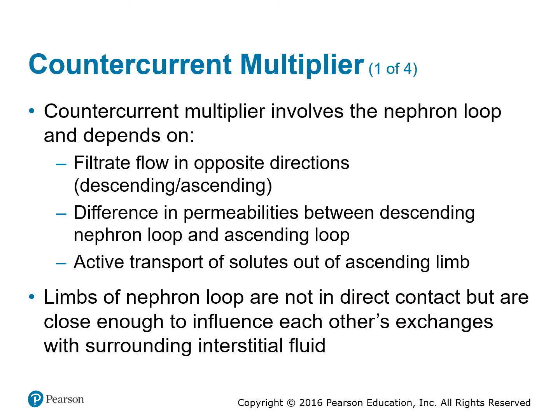Countercurrent multiplier, so this involves the nephron loop. Okay, it depends on filtrate flow in opposite directions, so that descending and ascending. There is a difference in permeabilities between the descending nephron loop and the ascending loop, and active transport of solutes out of the ascending limb. Limbs of the nephron loop are not in direct contact, but are close enough to influence each other's exchanges with surrounding interstitial fluid.